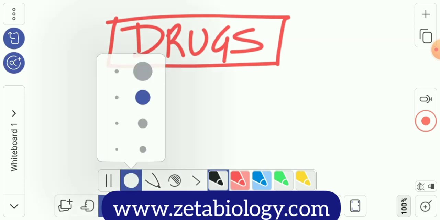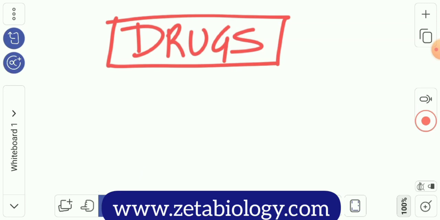Hello everyone. Today we are quickly going to revise the topic drugs and different types of drugs. And this is part of the chapter Human Health and Diseases. So there are three main types of drugs.